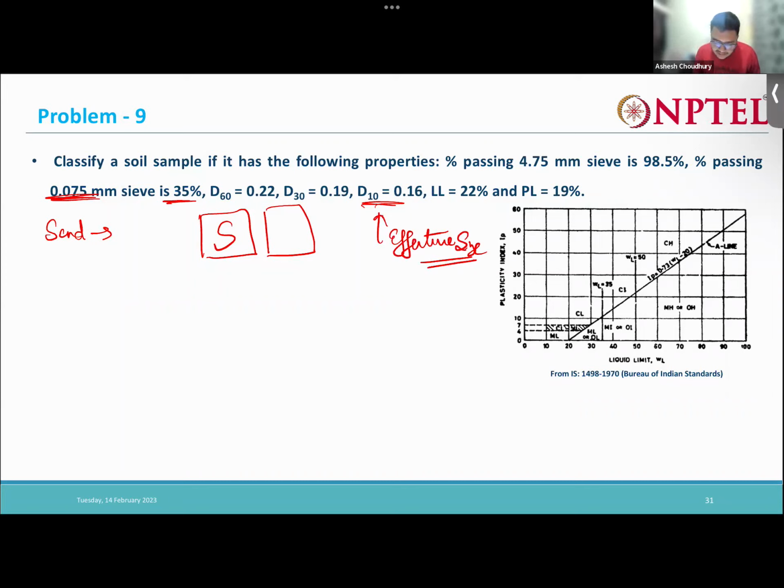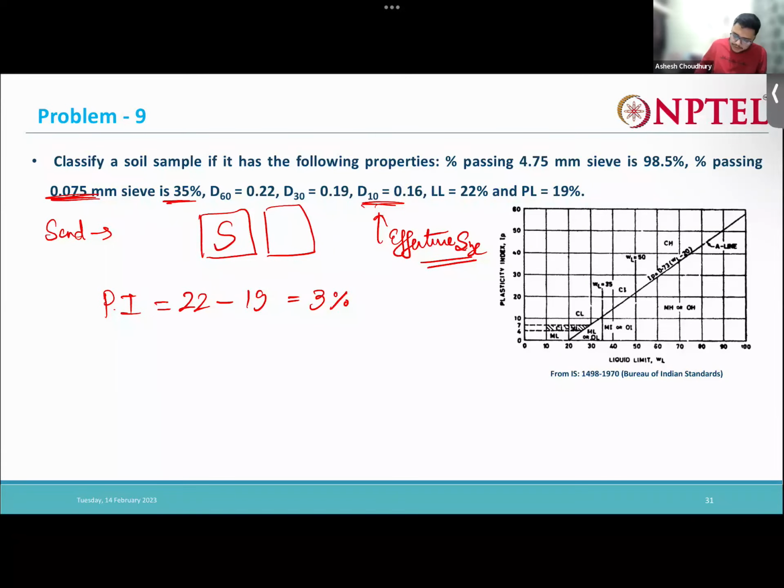So the first prefix we already found out. Now we have to find out the suffix. So what do we need to do? The suffix will be either clay or silt. Correct. So let us find out the plasticity index. What is the plasticity index of our soil? It is 22 minus 19, which is equal to 3%.